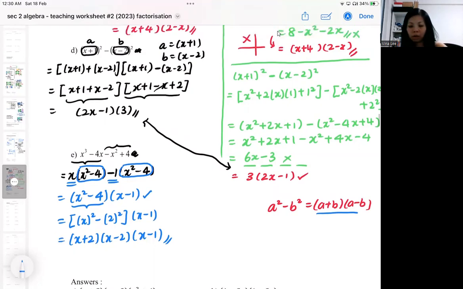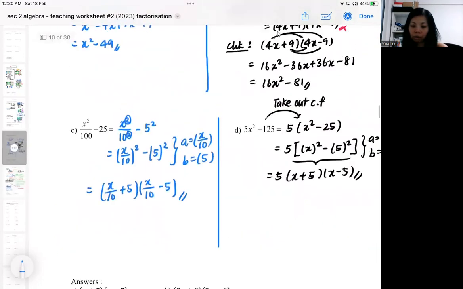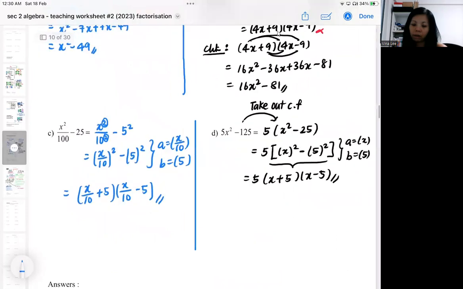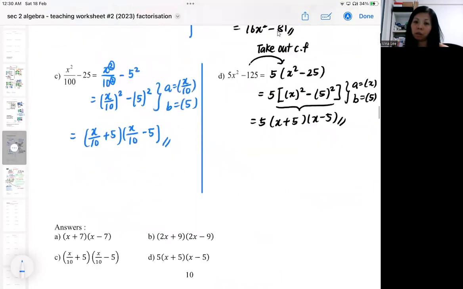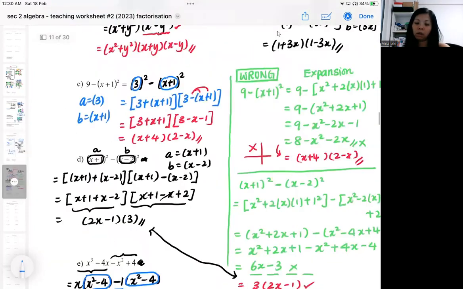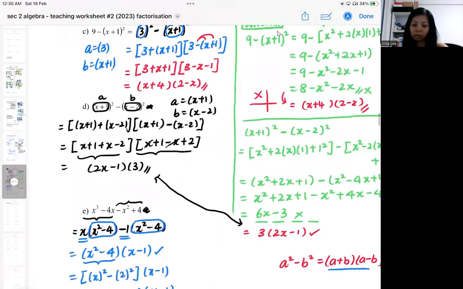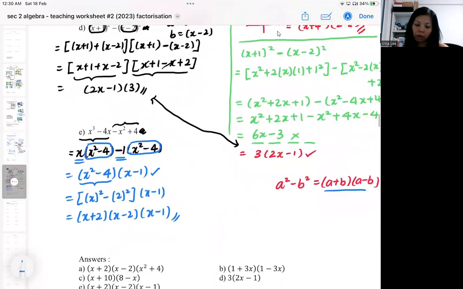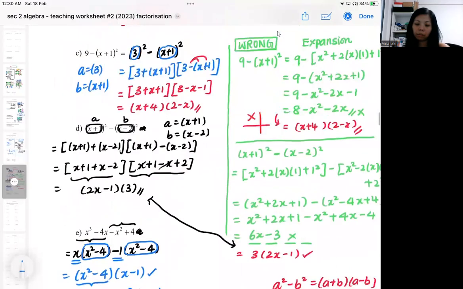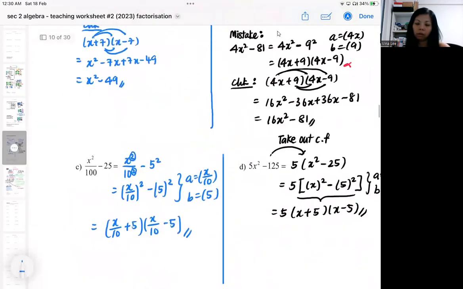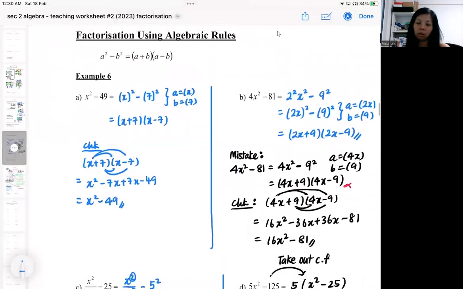Just now in one of the previous examples, there was also a take out common factor before we used the a square minus b square formula. So everything can mix together. The four methods can be rolled out and mixed together. Okay, so this will be the a square minus b square formula.